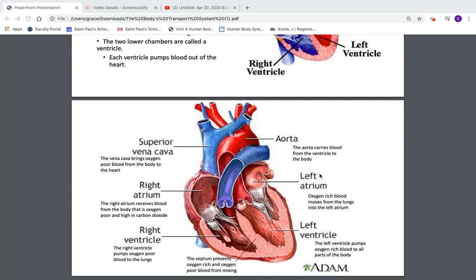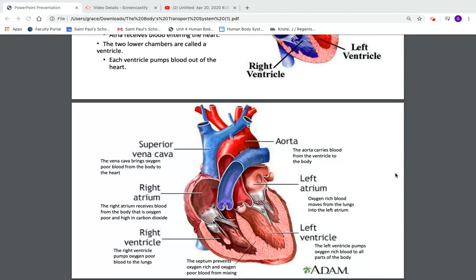So now if we look down, we also have major veins and arteries. And so the aorta is the major artery of the heart. And a good trick to remember is that artery begins with A, and all arteries are bringing blood away from the heart. So when you think of artery, think away. So the aorta carries blood from the right ventricle to the body. So remember, this is oxygenated blood being delivered from the heart to the body.